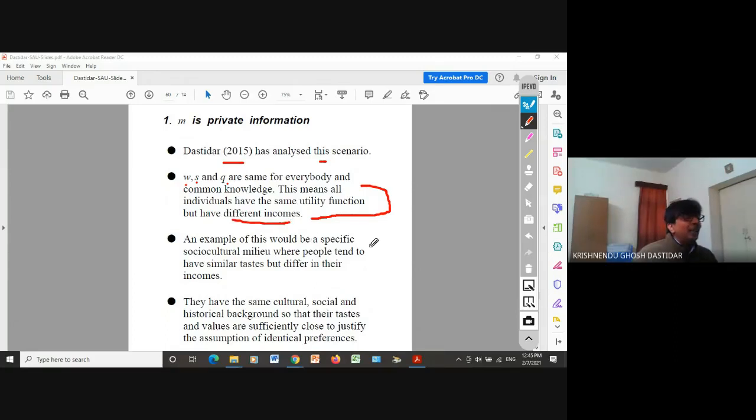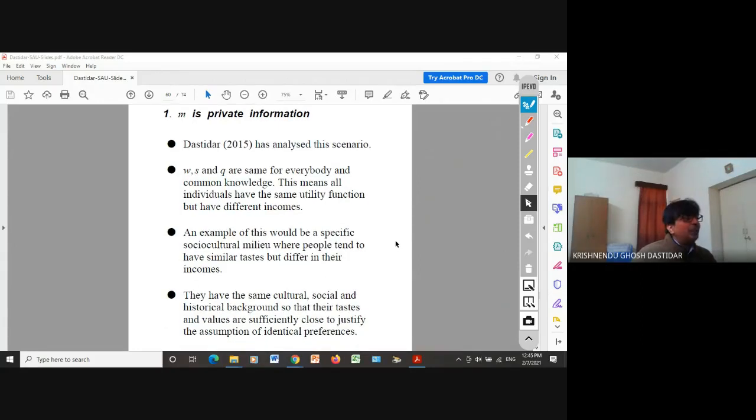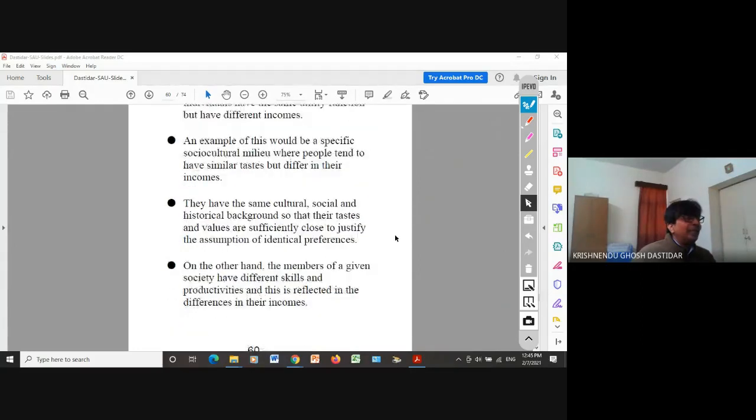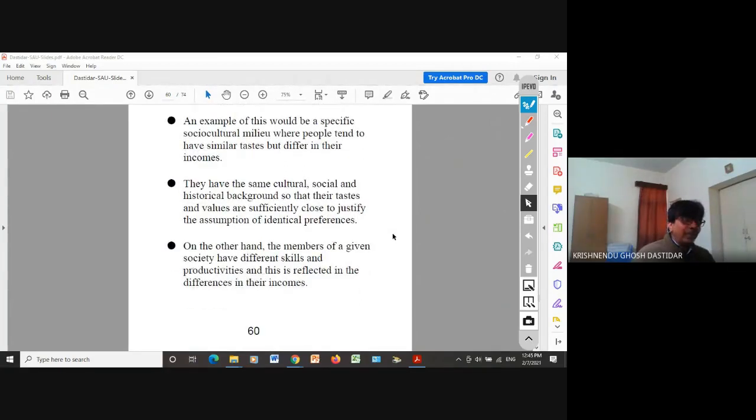An example of this would be a specific sociocultural milieu where people tend to have similar tastes but differ in their income. They have the same cultural, social, and historical background, so their tastes and values are sufficiently close to justify the assumption of identical preferences. On the other hand, they have different skills and productivities, and this is reflected in the difference in their incomes.